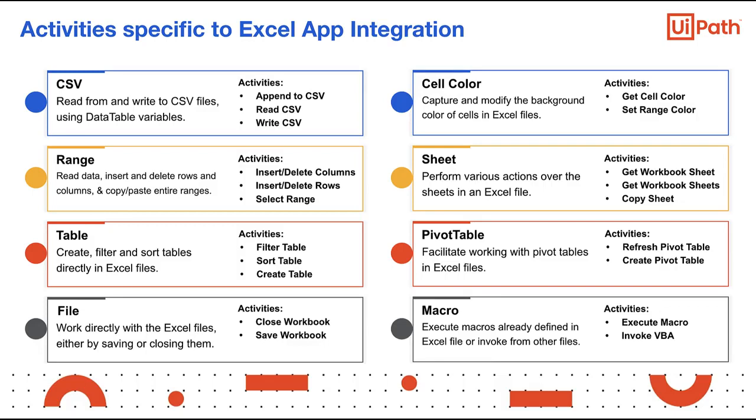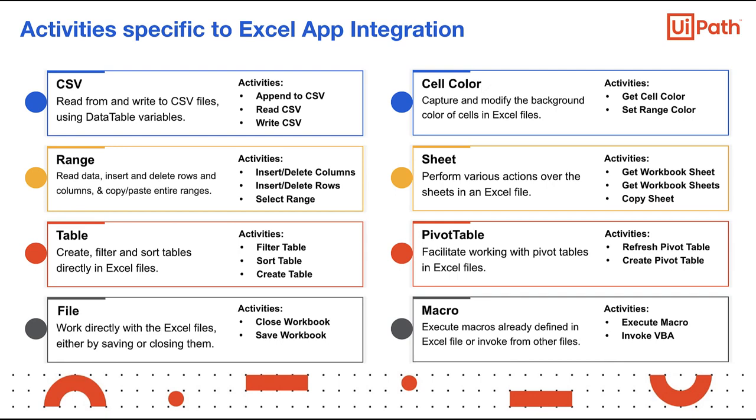Table. These activities create, filter, and sort tables directly in Excel files. The activities under this category are filter table, sort table, and create table. Filter table applies a filter on all the values from a column in a table inside an Excel file. Once the file is saved, only the rows that meet the filter will be displayed. This activity does not remove the rows that do not meet the criteria, but only hides them.